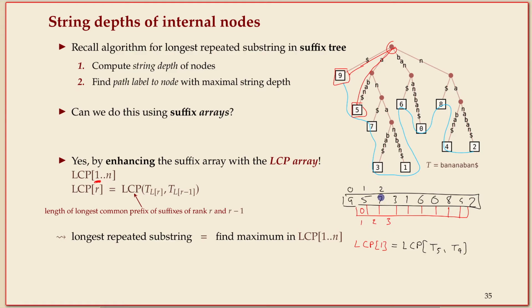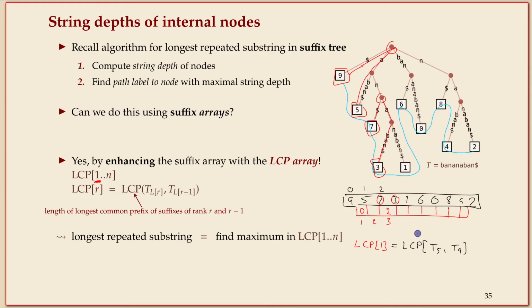So this entry, LCP of, sorry, 7 and 3. If I go up to this one, I should have a string depth of 2. So LCP would be 2 in this case. Okay. Now, if I have the LCP array, the longest common prefix is actually trivial to find.